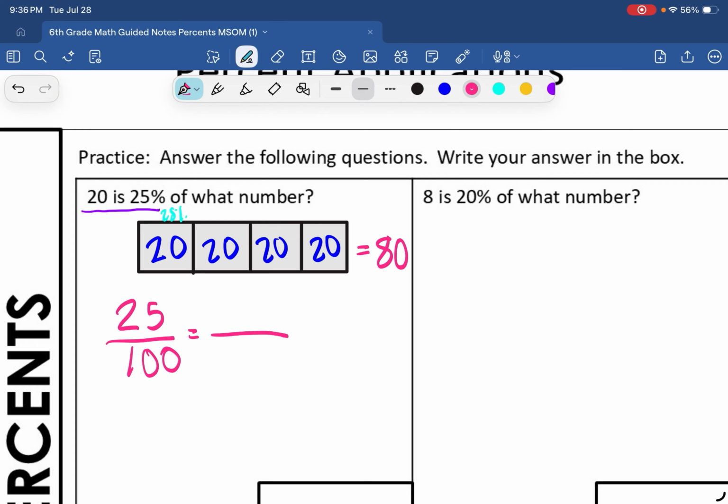It tells me my part is 20 and I don't know my whole. Looking for a multiplicative factor, I notice 25 times 4 is 100, so 20 times 4 is 80.